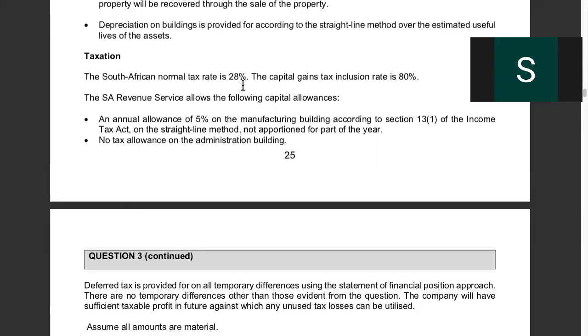The tax rate is 28%. Capital gains tax is 80%. But here's the important thing. They allow capital allowances. An allowance of 5% is important on all manufacturing buildings. So you know our building is a manufacturing building. In terms of section 13(1) of the Income Tax Act, on a straight line method, not apportioned for part of the year. An annual building allowance, so 5% is critical, not apportioned is critical, and part of the year.